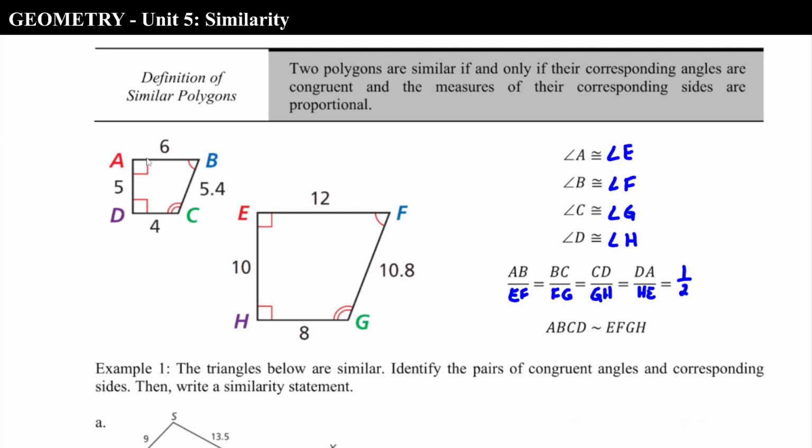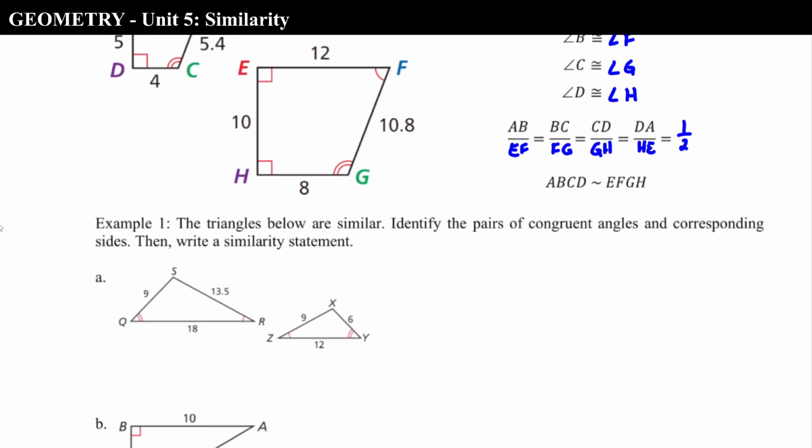Now the similarity ratio is going to be different depending on if we're going from the small figure to the large figure or the large figure to the small figure. So if we were to go the other way and flip all these ratios, then our similarity ratio would be 2. But we'll get more into that as we go along.